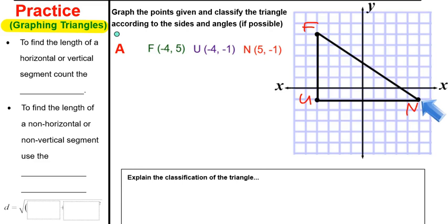A couple things that I want you to think about is if you want to find the length of a horizontal or vertical segment, all you need to do is count the squares in your graph. Remember, horizontal is something that goes side to side, and vertical is something that goes up and down. And then if we want to find the length of a non-horizontal or non-vertical segment, we need to use the distance formula.